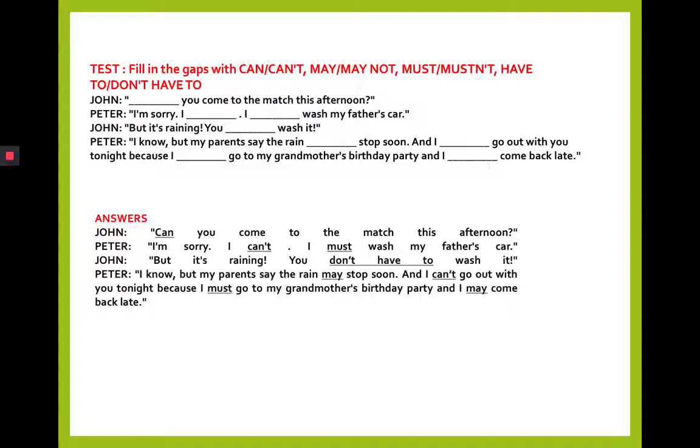Okay. So as you can see on top, we have John and then we have Peter. You will need to fill in the gaps with can or cannot, may or may not, must or mustn't, have to or don't have to. Okay, can or can't, right?